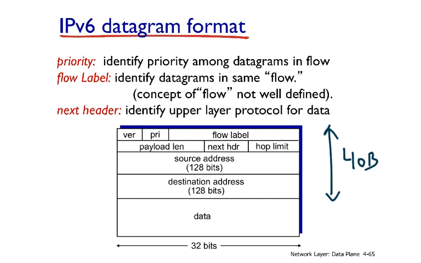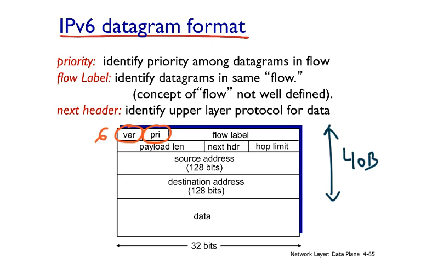So the first field is called version. In this case, we will have the number 6, instead of the number 4 as in the case of IPv4. Then the next field is called priority. It has more or less the same functionality as the type of service field in the IPv4 header, trying to give more priority to some of the flows in the traffic through the network.